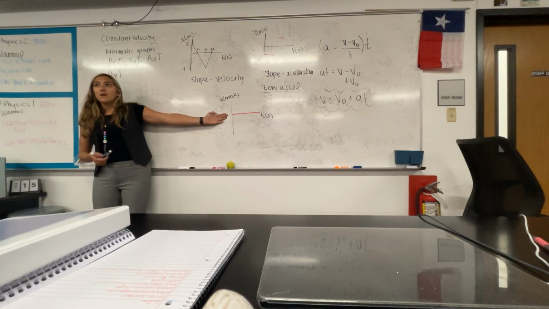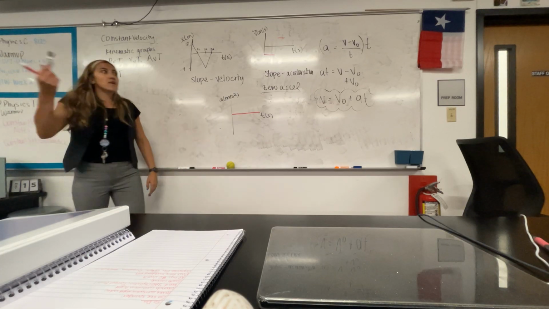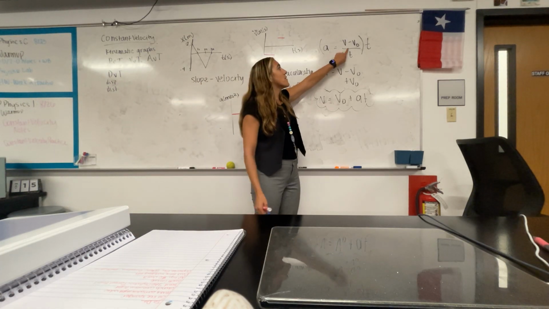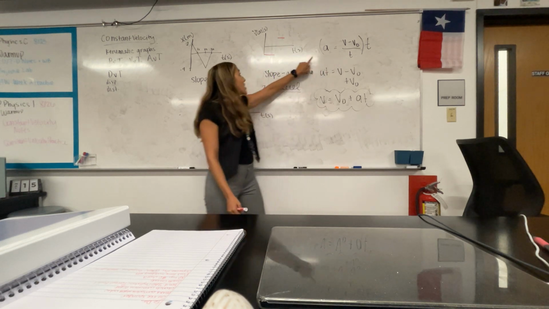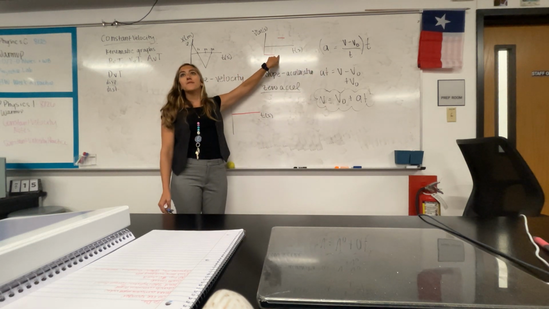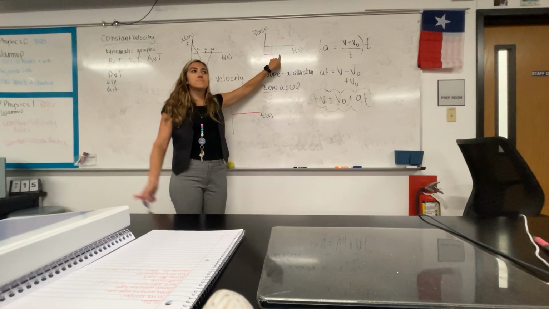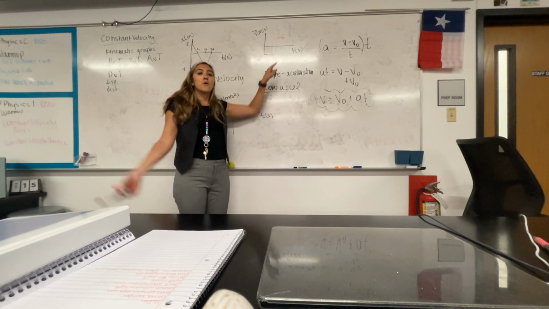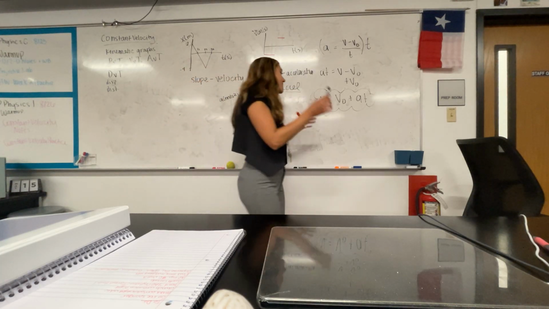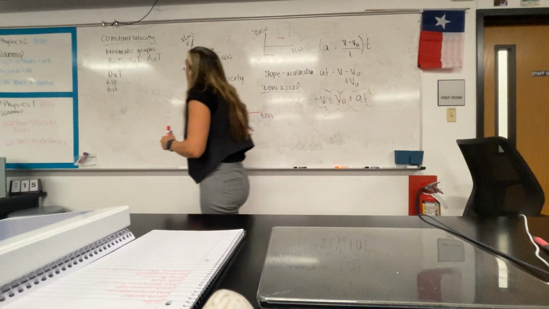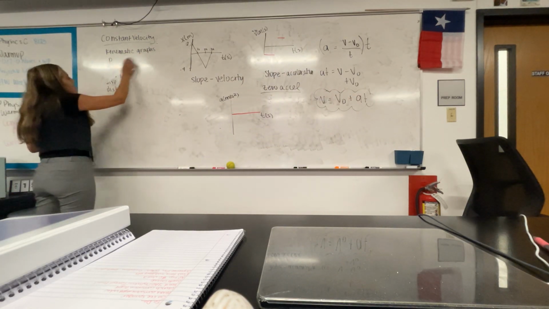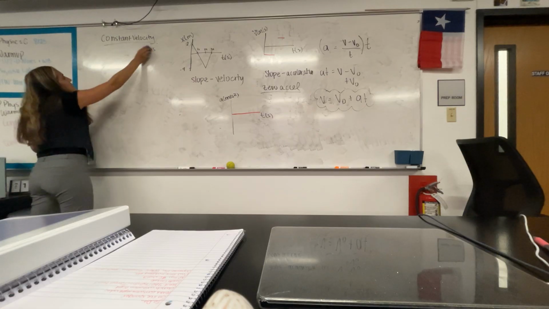The way we got to that is that acceleration is defined as a change in velocity over time. Well, change in velocity over time would be the slope of this graph. That's how we got there. All right, we're going to do one example where we see what we can figure out from all this information, and then we'll do practice, and we'll move on.